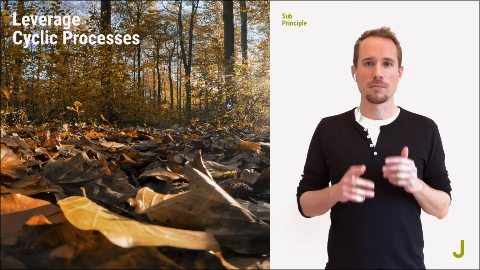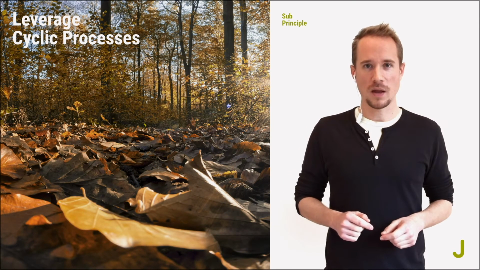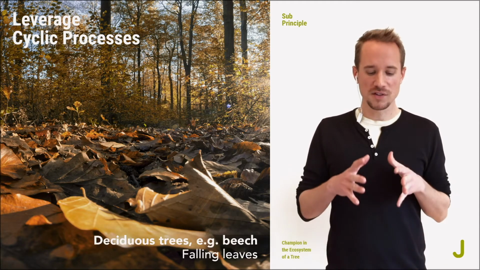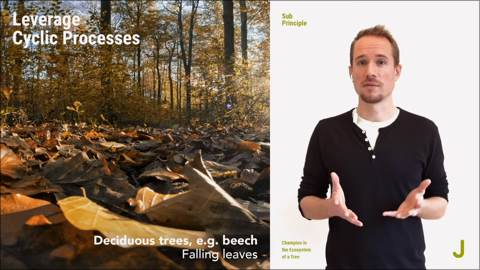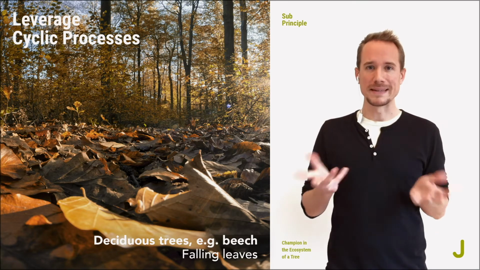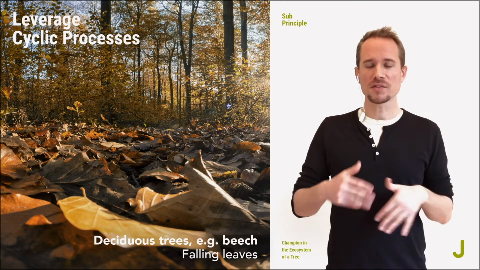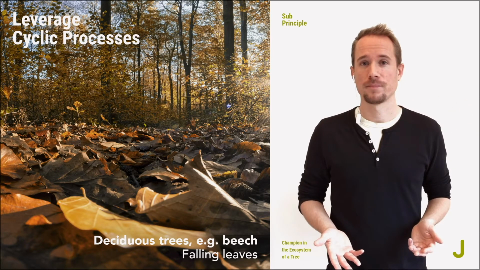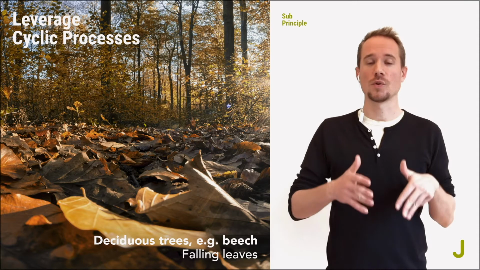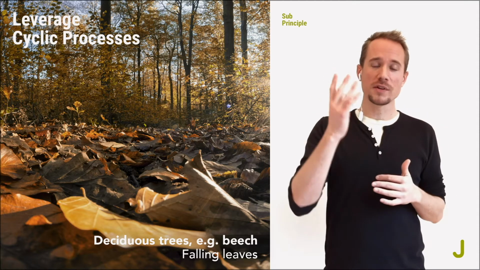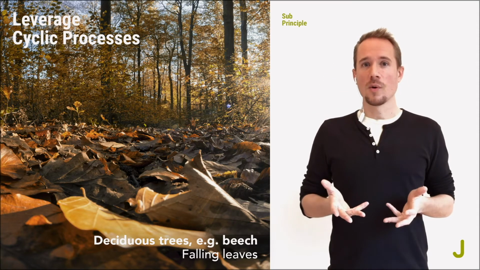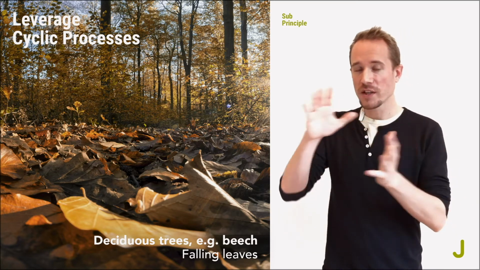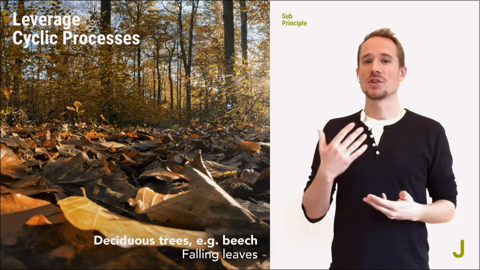Leverage cyclic processes. Our example in nature for this principle are the deciduous trees, like a beech tree, for instance. So trees with big leaves, and the process of their falling leaves in autumn. So, in northern and southern hemispheres on Earth, one of the main cyclic processes over each year is the changing of the seasons.